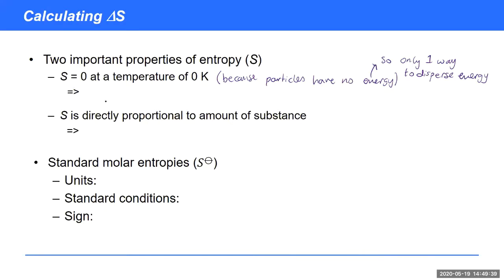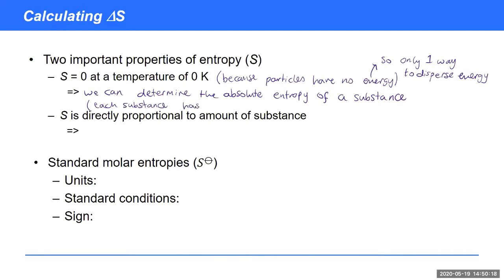So why is that really useful? Well, that's incredibly useful to us because what it means is that we can determine the absolute entropy of a substance. Each substance has an entropy value. So you can say to me, well, what's the entropy of water? And I can say, well, it would be this.